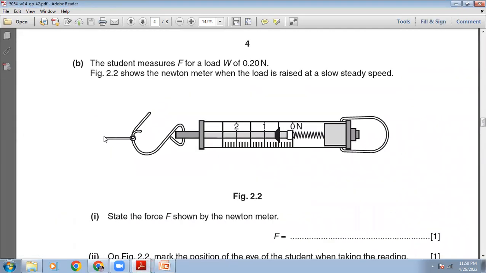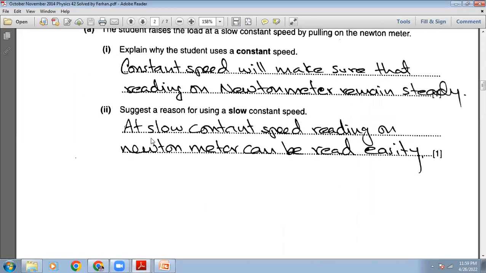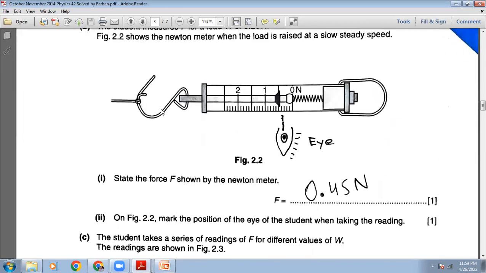He says that the student measures F for a load W of 0.20 newton. Figure 2.2 shows the Newton meter when the load is raised at a slow steady speed. State the force F shown by the Newton meter. This force I can check from here. This is 0, this is 1, this is 0.5, this is 0.4. Okay, so this is 1, 2, 3, 4. This is 0.45. I think 0.45 is the answer. Let's have a look at my answer. Yeah, the answer is 0.45 newton.